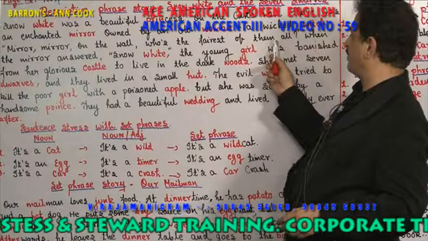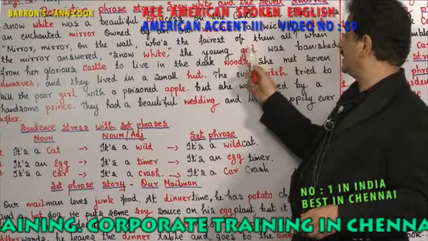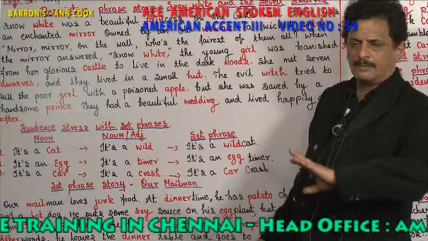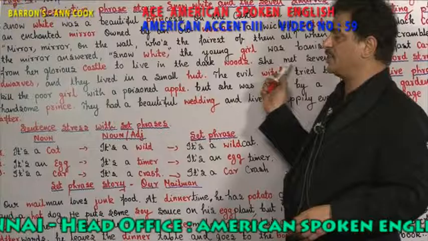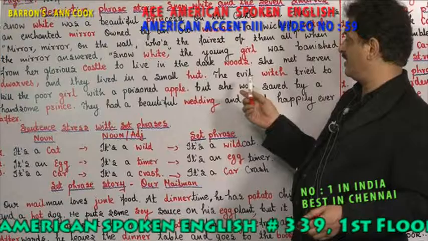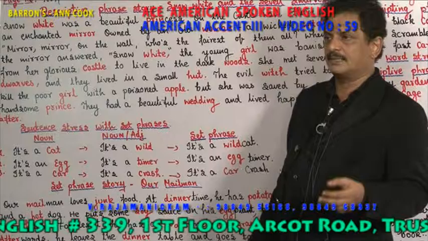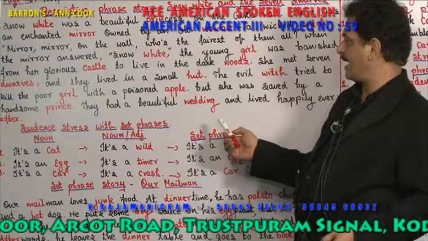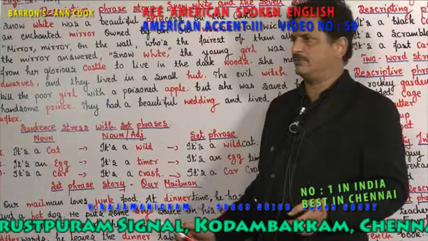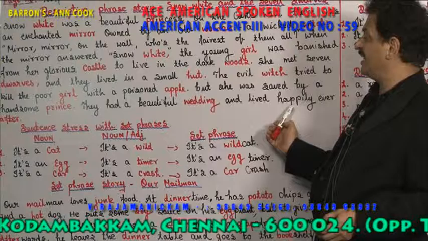When the mirror answers Snow White, the young girl was banished from a glorious castle, அந்த இளம் பெண் ஸ்னோ ஒயிட் தன்னுடைய கோட்டையிலிருந்து நீக்கப்படுகிறார். To live in the dark woods, அடர்ந்த காட்டுப்பகுதியில். She met seven dwarfs, ஏழு குள்ளர்களை சந்திக்கிறார். They lived in a small hut, ஒரு சிறு குடிசையிலே வாழ்கிறார்கள். The evil witch tried to kill the poor girl with a poisoned apple, ஒரு விஷம் கலந்த ஆப்பிள் மூலமாக. But she was saved by a handsome prince, அழகான இளவரசனால் காப்பாற்றப்படுகிறார். They had a beautiful wedding, ஒரு அழகான திருமணம். And lived happily ever after, அதற்கு பிறகு சந்தோஷமாக வாழ்கிறார்கள்.